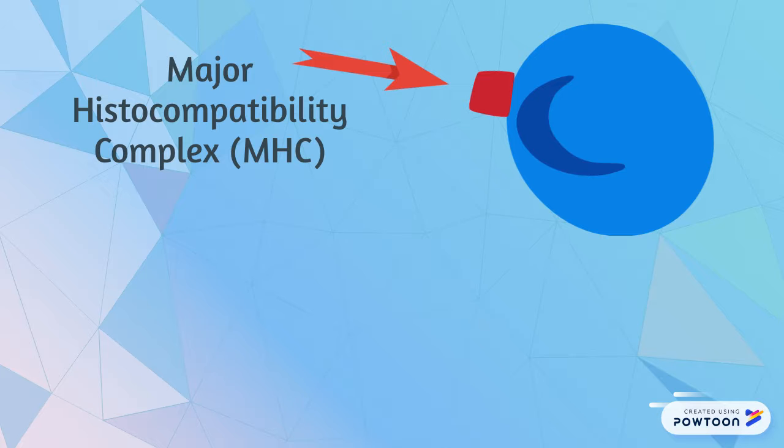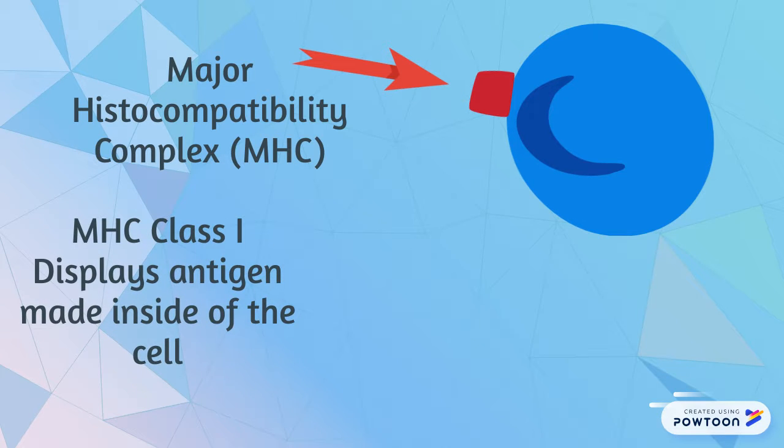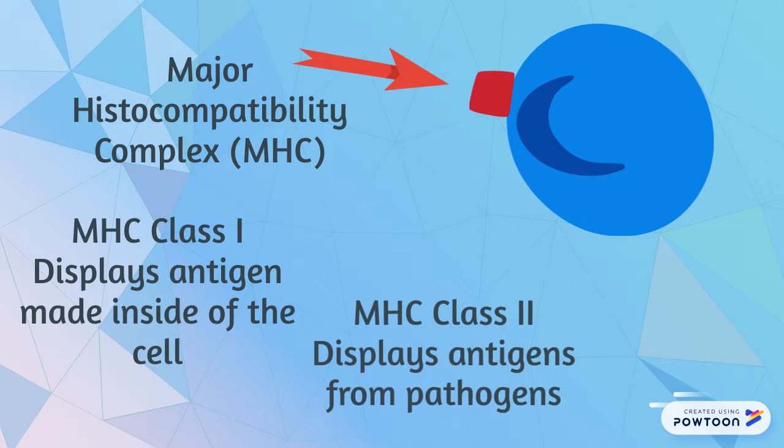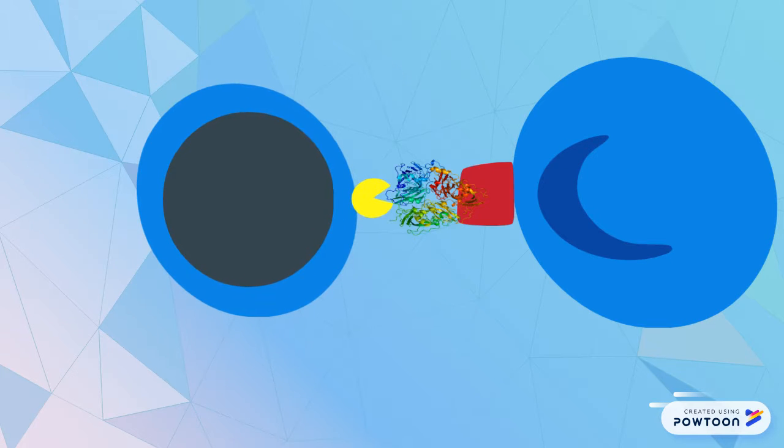There are two types of MHC. The first type displays antigen manufactured inside of the cell, while the second type displays antigen from pathogens that were ingested via phagocytosis. Here, a macrophage has displayed an antigen on an MHC protein. We say the macrophage is an antigen-presenting cell.